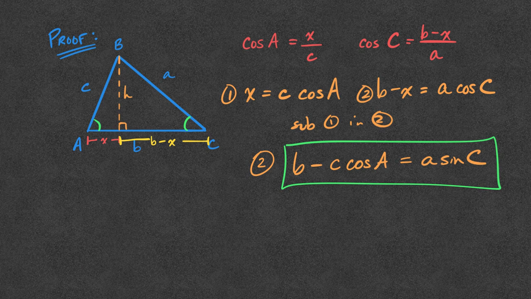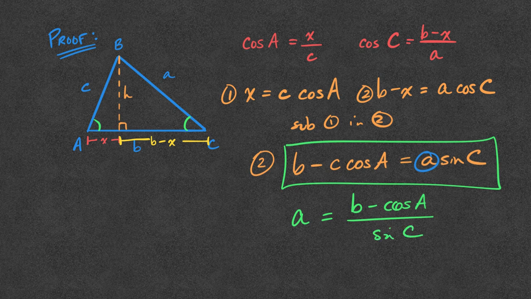Like, yes, that is very good. It's true. But how does it help me? If I was to use that equation to help me find something about that blue triangle, I want you to notice. Let's just say I was looking for side A. Then I would divide out my sine C. So A is going to equal B minus C cos A, all divided by sine C.